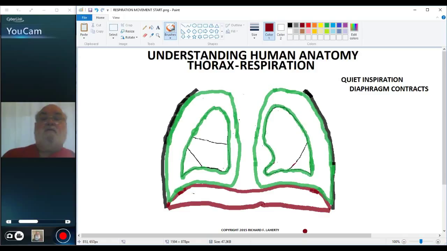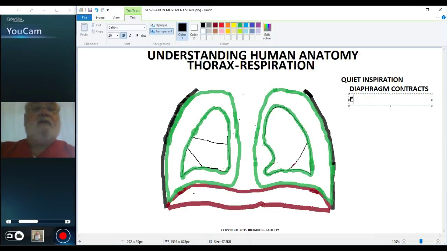And what we have done is increase the dimension of the thoracic cavity in the superior-inferior direction. We've made the thoracic cavity slightly larger. As this happens, the external intercostal also contracts.